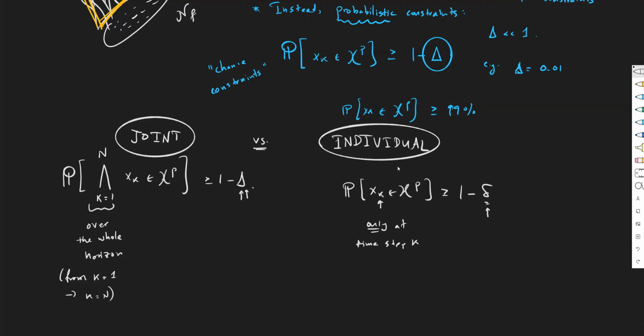We'll see in a couple minutes that in order to solve the joint chance constraint problem, we actually end up going to individual chance constraints. It's kind of funny, but it's a necessary thing we have to do in order to solve this problem.